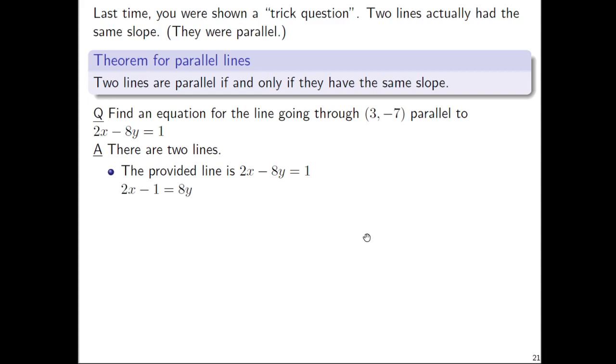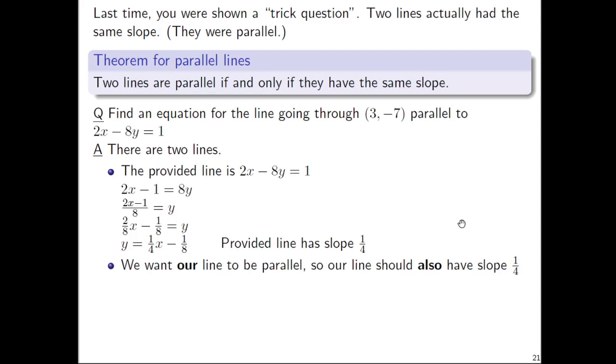I decided to add 8y to both sides and subtract 1 on both sides to try to solve for y. Divide by 8 on both sides, you get 2x minus 1 all over 8 equals y. We can split this on the left side as two separate fractions and kick the x off to the side of the first fraction. We can write this then, just switching sides, as y equals 1/4 x minus 1/8. So this is in y equals mx plus b form, and we can now see that the provided line has slope 1/4. But we are supposed to have the provided line parallel to our line, so our line, if it needs to be parallel, should also have slope 1/4.